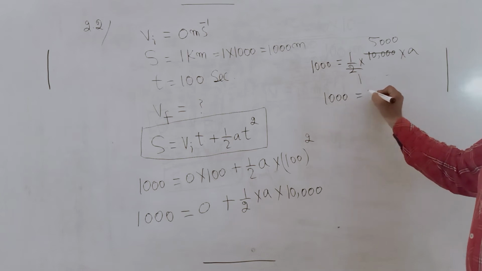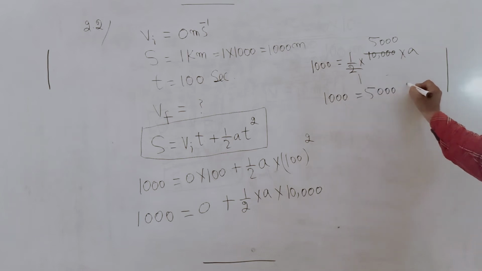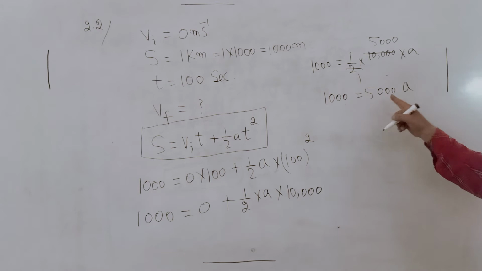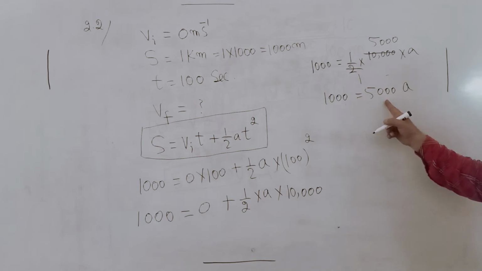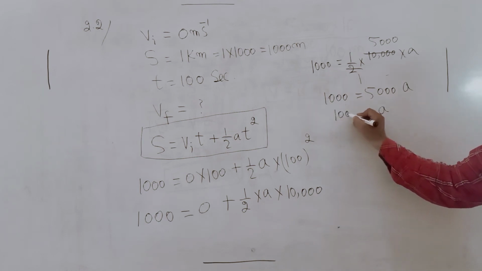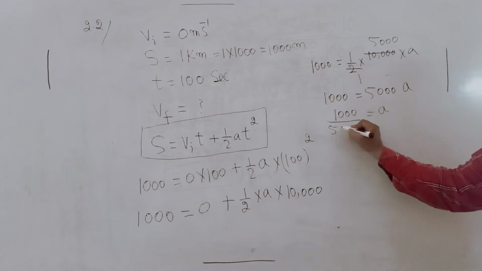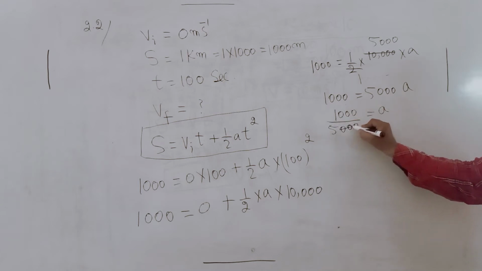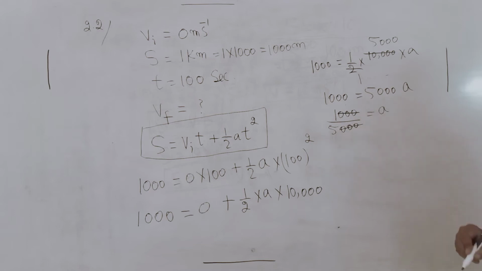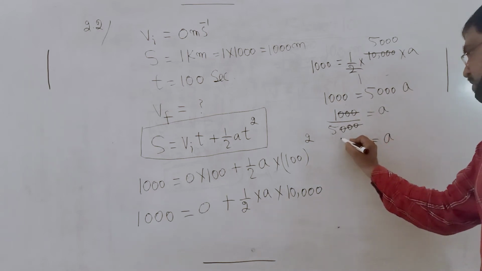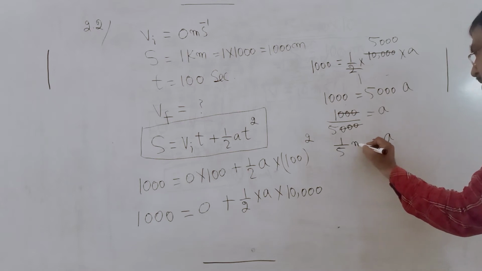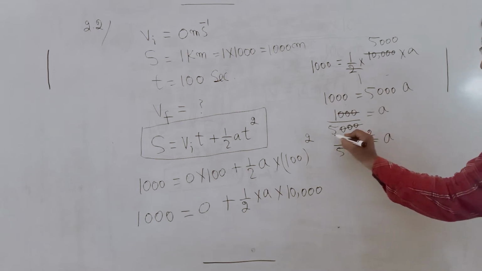1000 is equal to 5,000 A. 5,000 multiplied with A, when it goes to left hand side, it will be divided. A is equal to 1000 over 5,000. 3 zeros cancelled with 3 zeros. Acceleration is equal to 1 over 5 meter per second square.